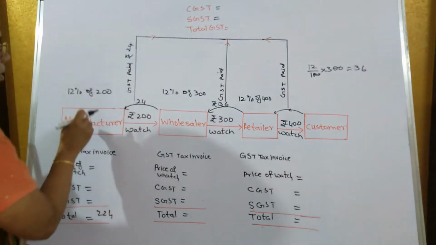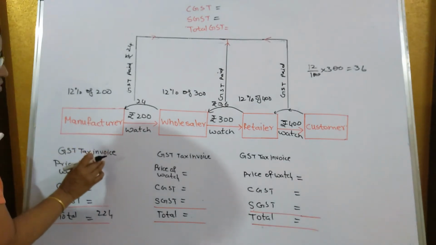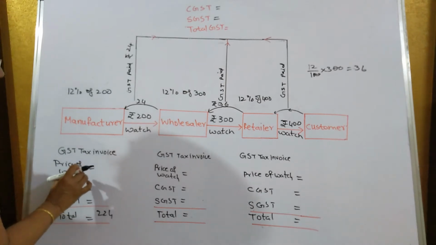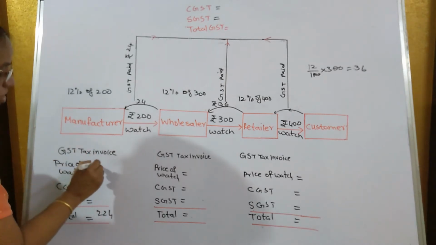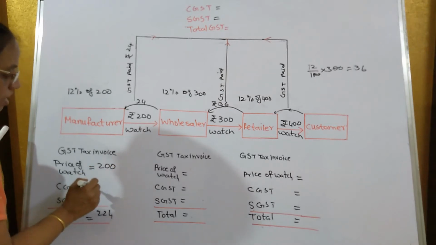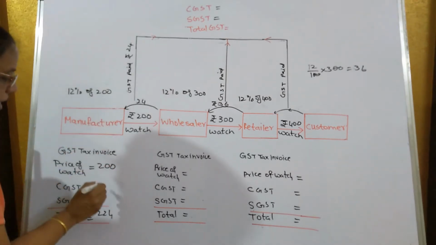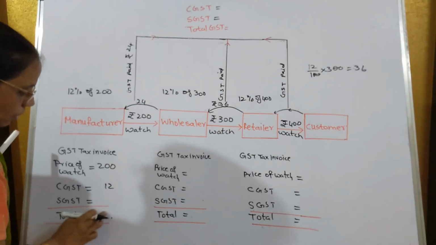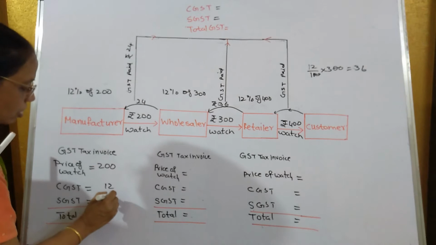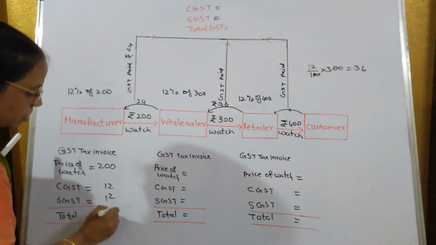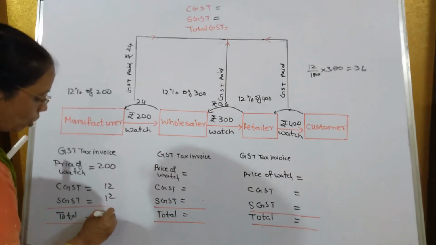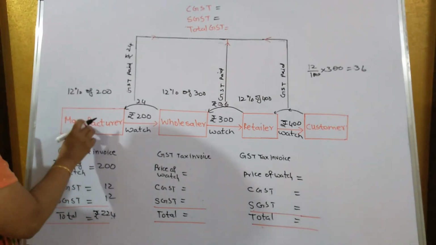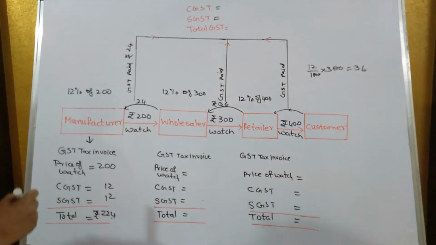So what will be the tax invoice? Tax invoice बोले तो बिल, जब ये वो बिल होलसेलर को बताएगा तो होलसेलर मैन्युफैक्चरर बिल में क्या लिखेगा? प्राइस ऑफ वॉच विल बी हाउ मच? 200. CGST इज हाउ मच? 24 का आधा कितना? 12 rupees, and SGST is also equal to how much? 12 rupees. That is equal, total will be equal to how much? 224. So this is a tax invoice the manufacturer will show to the wholesaler.